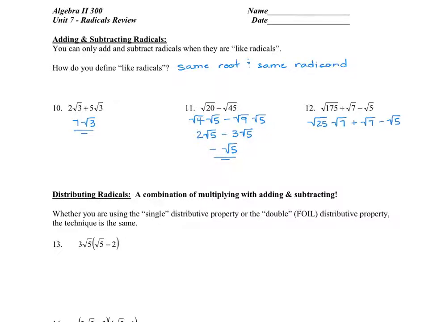The square root of 25 is 5, so I end up with 5 rad 7 plus rad 7 minus rad 5. I can continue to add or subtract whichever terms have the same radical. So I can add the first two terms, which is 5 rad 7 plus 1 rad 7, which gives me 6 rad 7, and simply subtract the rad 5 and leave it.